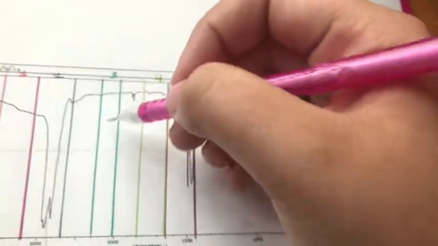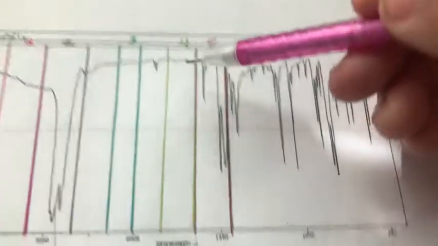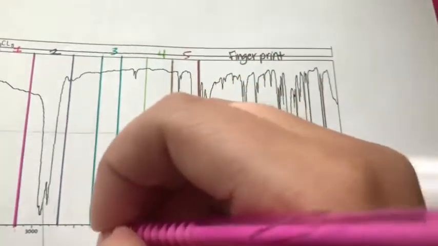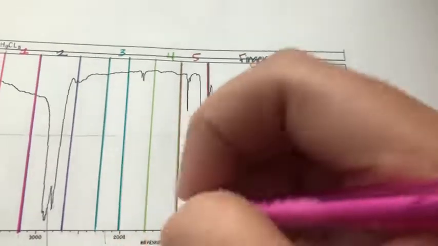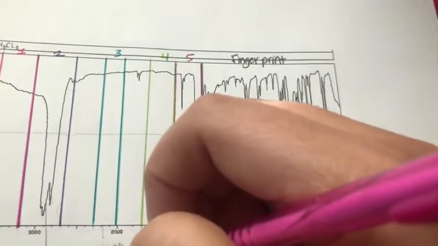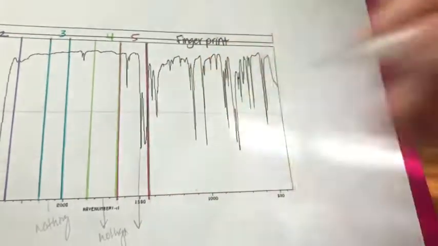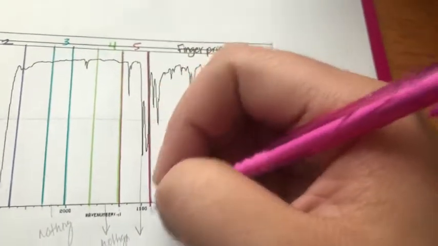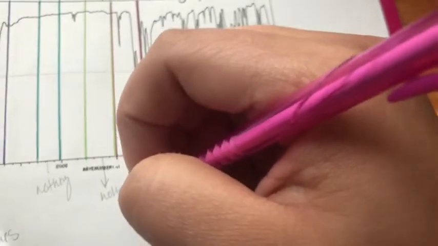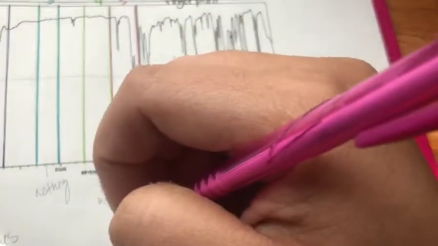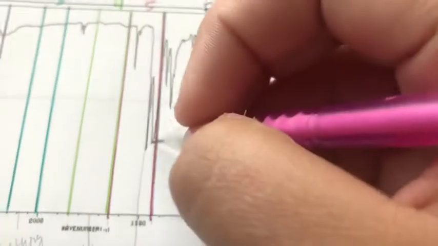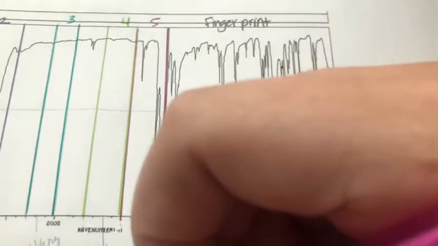Now, let's move to zone 3. We don't have anything. Zone 4, it's the same thing, so both of those are nothing. And as we come to zone 5, getting around 1,500, this peak is an indicator of aromatics. It's an aromatic stretch, which means we will have some rings. And this other peak right here is just an indicator of alkanes.